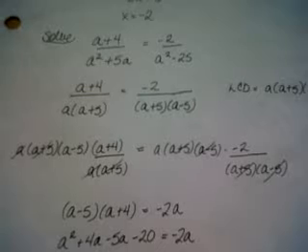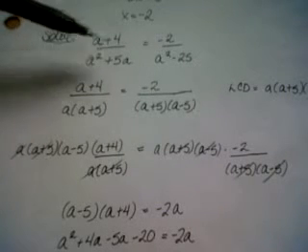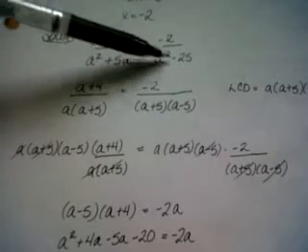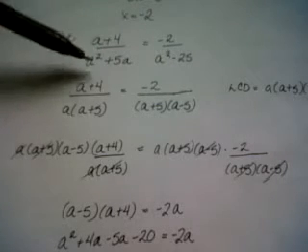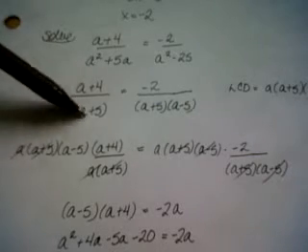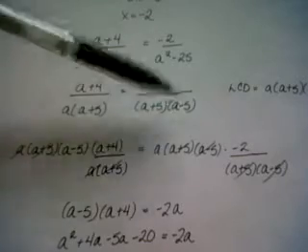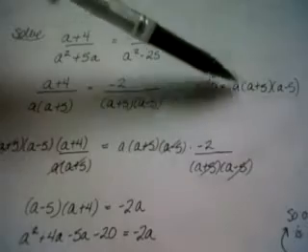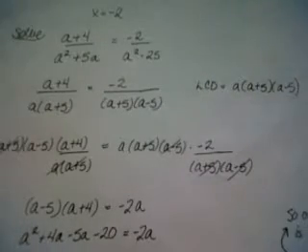So here we have another example. a plus 4 over a squared plus 5a equals negative 2 over a squared minus 25. So first step, I'm going to factor. I can factor out an a from here, and I'm left with a times a plus 5. And here that's the difference of squares, so it factors to a plus 5 times a minus 5. So my least common denominator is a times a plus 5 times a minus 5.